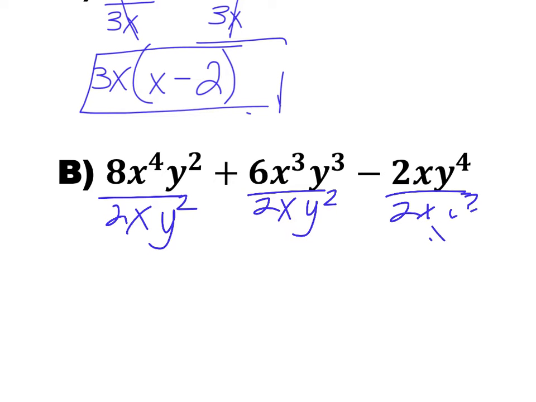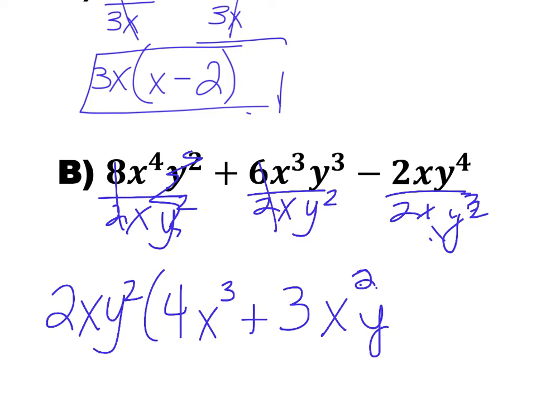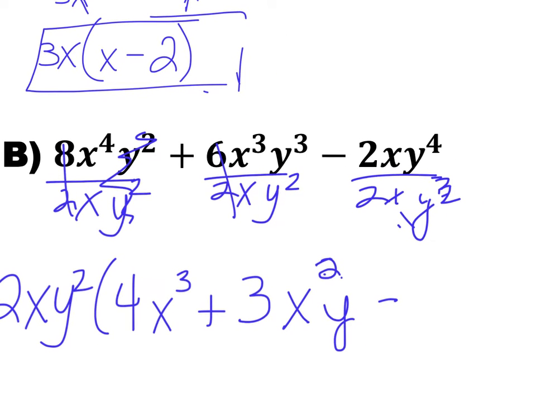So when I go and simplify, something is wrong with my iPad right there. What's 8 divided by 2? 4. Okay. What's x to the 4th divided by x? X cubed. What happens to my y squares? They cancel out. Plus, what's 6 divided by 3? 3. X squared. Then what? Y. Good. Then what? Y squared. Perfect.